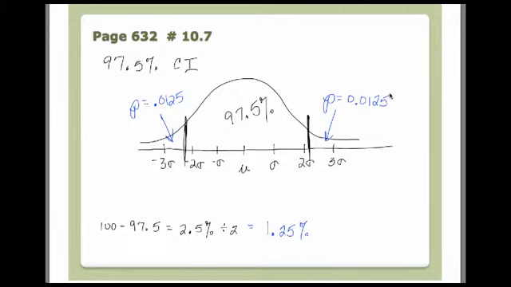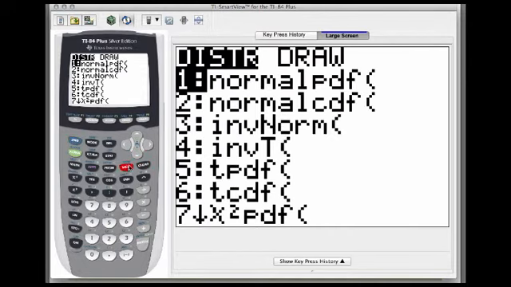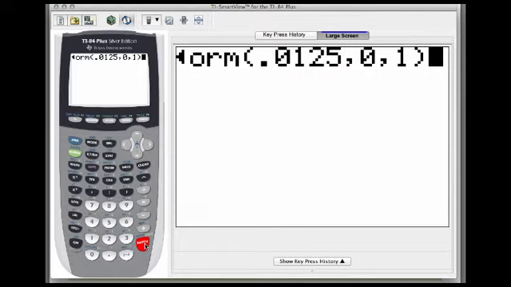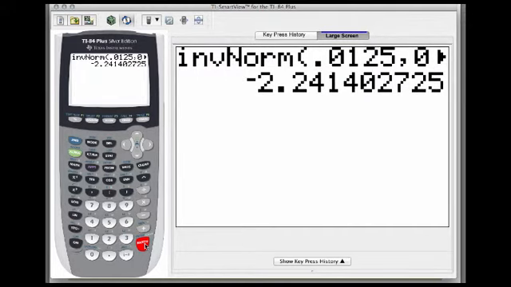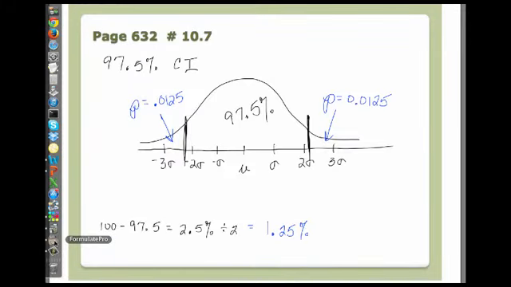So this is where we're going to do inverse norm, so let's go back to that. Let me clear out some of the stuff. So second vars, third one, so 0.0125, and leave those the same. And all they're asking us to do is find that critical number. So our answer is, and now the critical number generally is the positive version, in this case, we'd have a z-star of 2.241. So that would be like this right here.